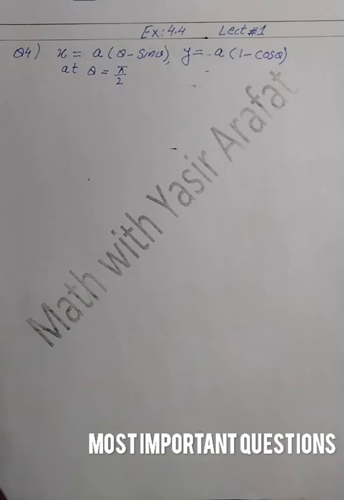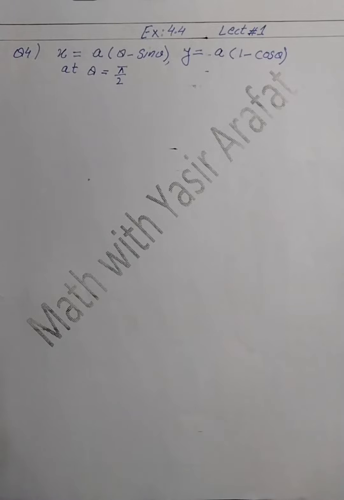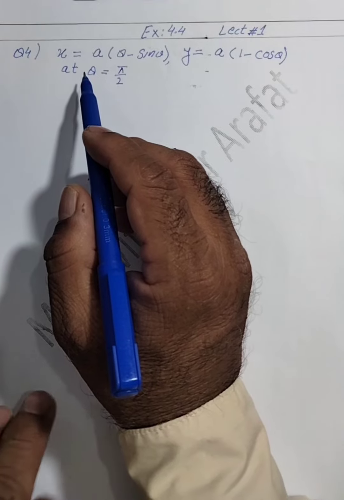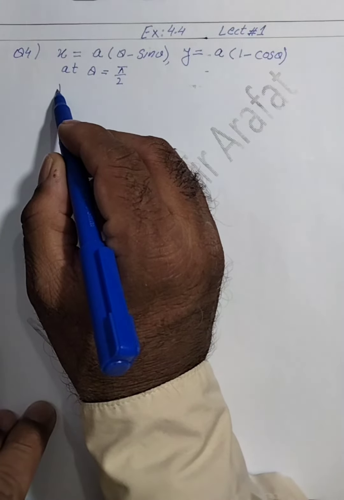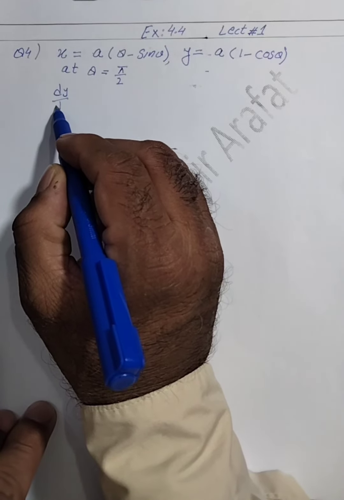We have lecture 1 on exercise 4.4, and we have to discuss three very important, most expected questions of the derivative of exercise 4.4. So here we are going to discuss how to find the derivative dy upon dx of a parametric equation.